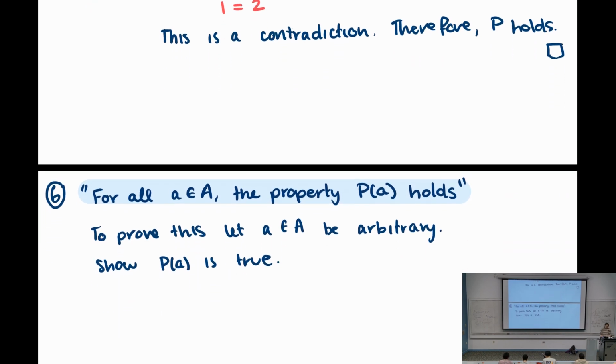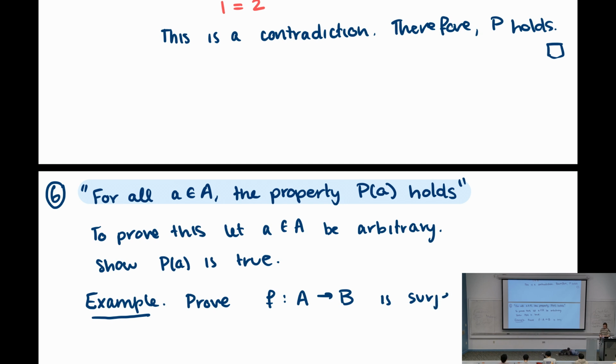So an example that we've seen is, say you want to prove that a function is surjective. So let's say we have some function from a set A to a set B, and we want to show that this is surjective. So what does surjective actually mean?